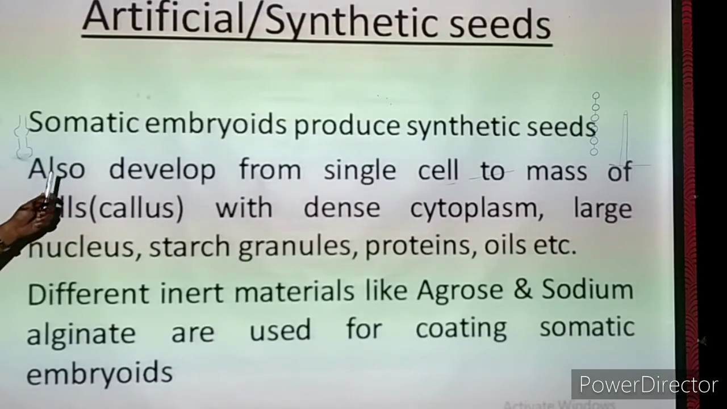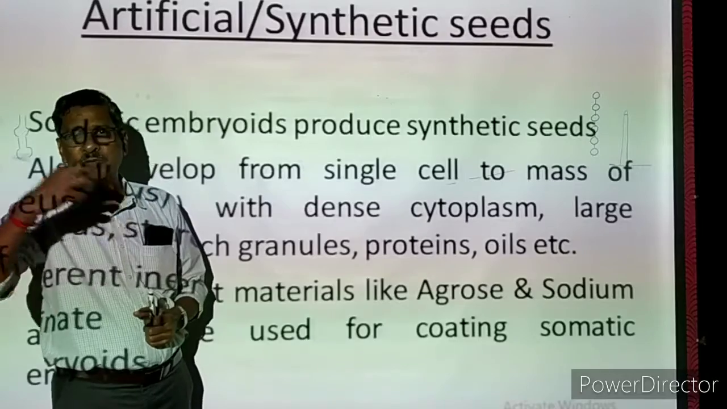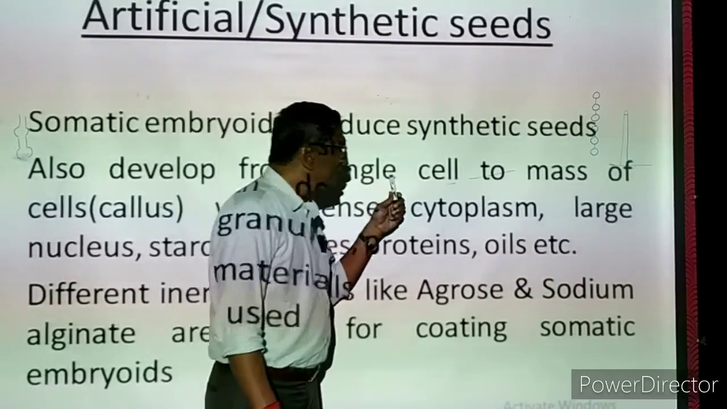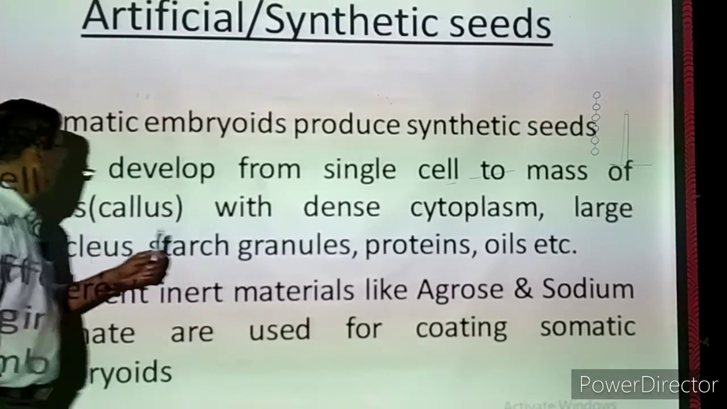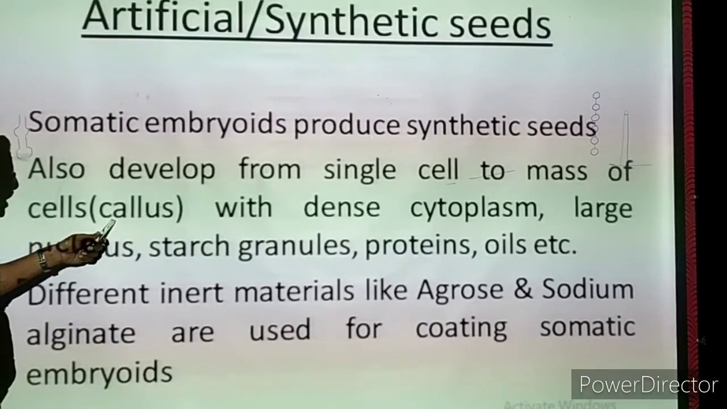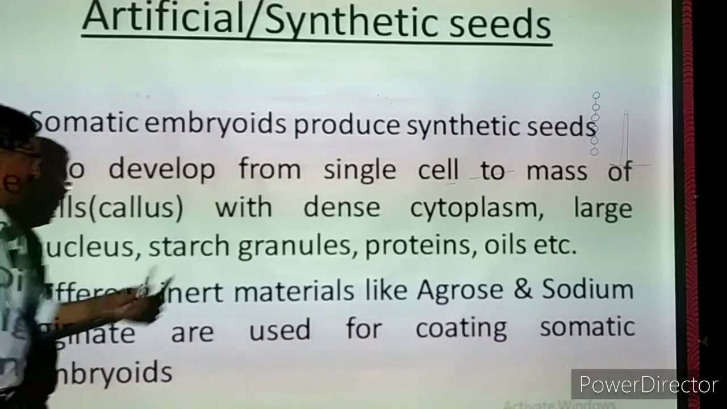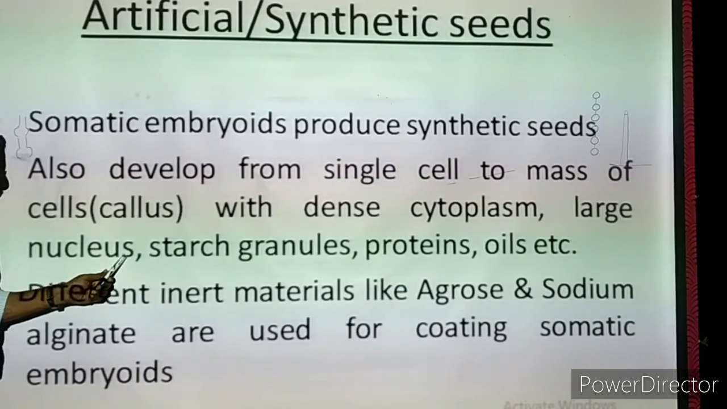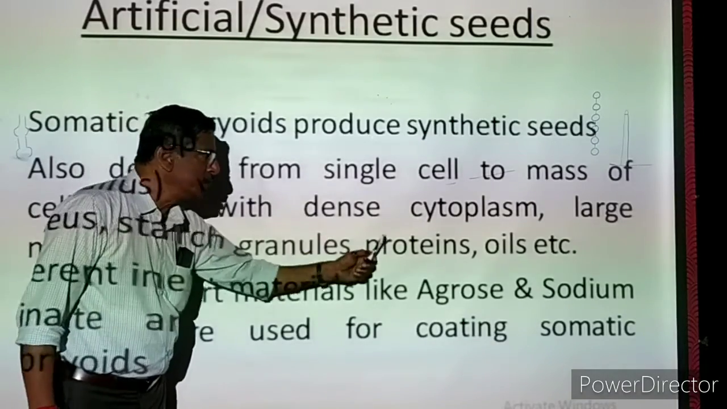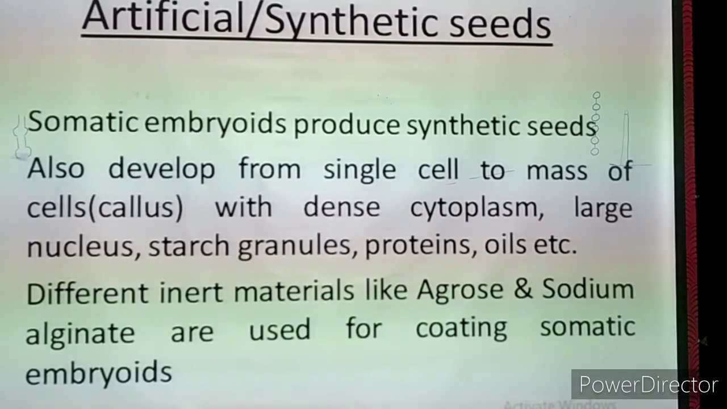Synthetic cells also develop from a single cell. Instead of taking one group of cells as an inoculum, we can take even only one cell. After that, the cell develops into a mass of cells. That is called a callus. Now the cells in the callus have dense cytoplasm. The cytoplasm is very, very concentrated. A large nucleus will be there. Starch granules will be there in the cytoplasm. Not only starch granules, but proteins, oils. Oils means fat. Everything will be there in the cytoplasm.